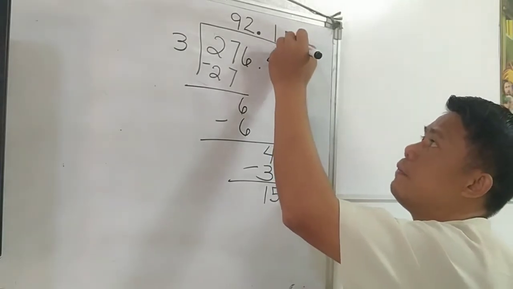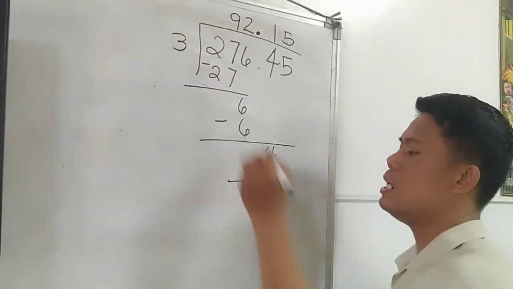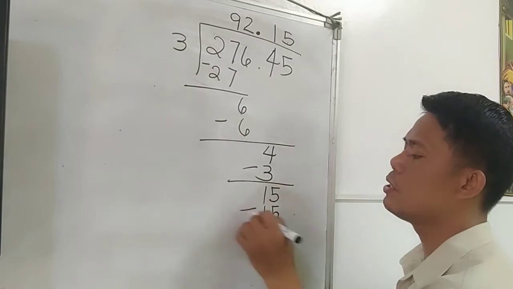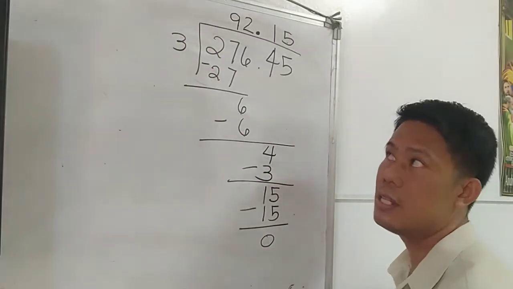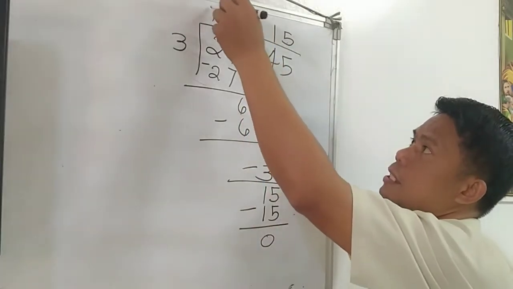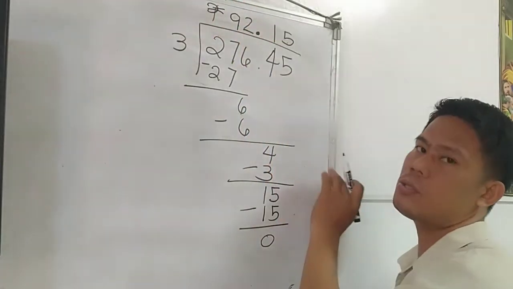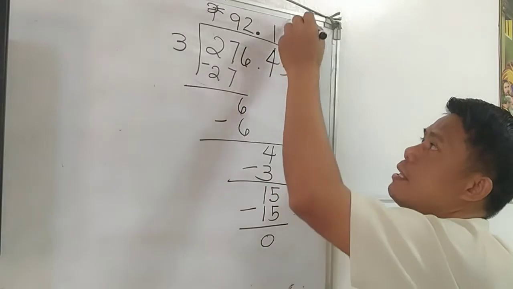15 divided by 3 equals 5. Then, 5 times 3 equals 15. So, 15 minus 15 equals 0. So, our answer now is 92 pesos rather, and 15 centavo.